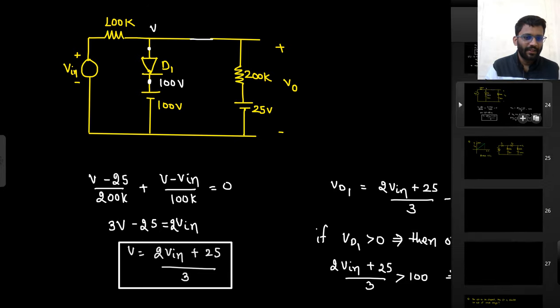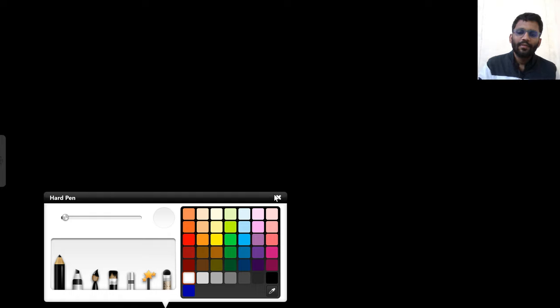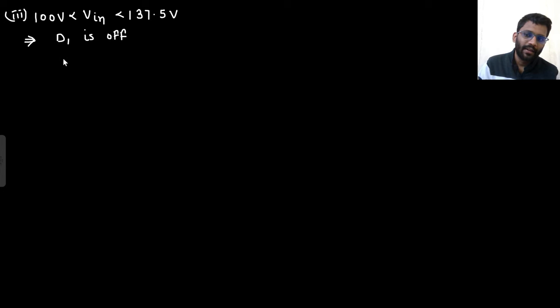So the condition that we made, we have to modify that condition. How will we modify it? V in is greater than 100 volt, that was our third condition. This is not the fourth. The condition is that V in is greater than 100 volt and less than 137.5 volt. That means your D1 is off and D2 is on. And if this is the condition, then V naught will be the same, (2V in plus 25)/3.